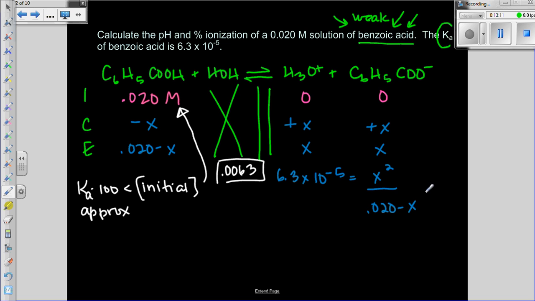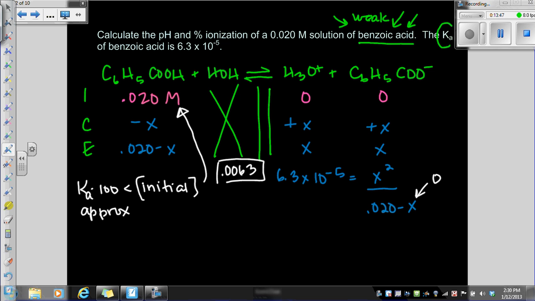So what that means is that you can take the X that is added on or subtracted off that initial concentration, and you can say this is so small that it's almost like it's 0. Now, for some of you that are purists, you're not going to like this, and you can still use the quadratic formula to solve. The reason I'm showing you this is because it's much faster, and it makes the math a whole lot easier.